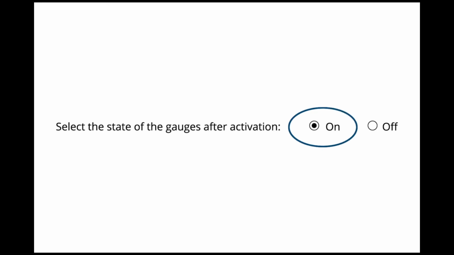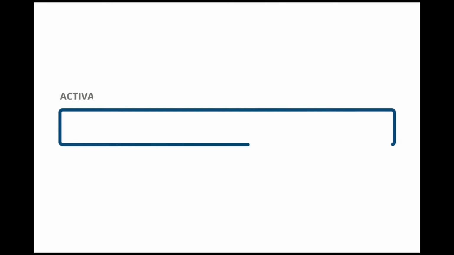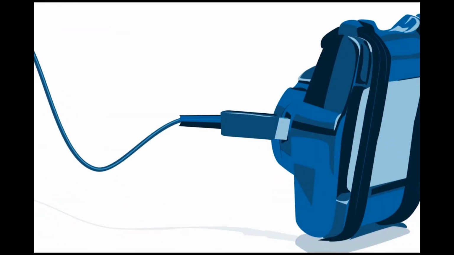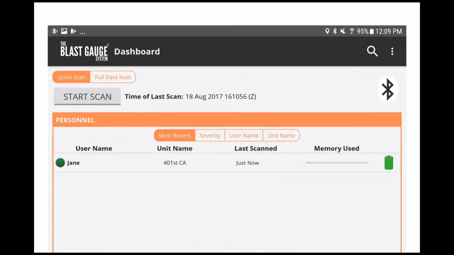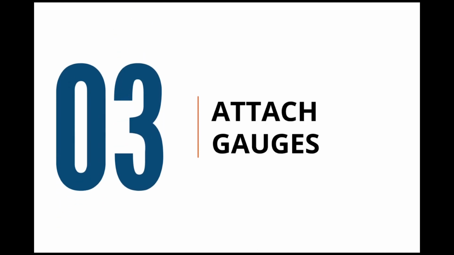Next, set the gauges to on to record blast events. Finally, click Activate to activate the gauges. Once the gauges are activated, unplug them from the computer. Get your tablet and click Start Scan to test the Bluetooth scan. Now you are ready to attach the gauges.